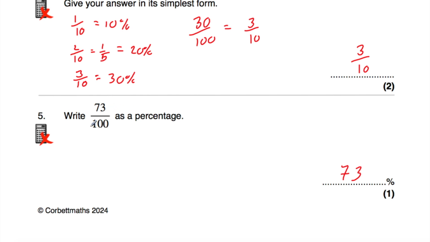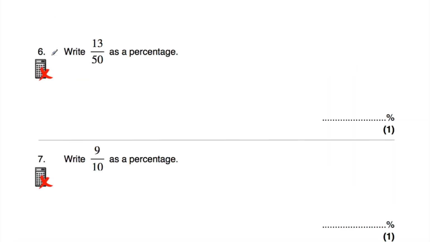Or alternatively, you could make the denominator 100. In this case, it's already 100, so it's just 73 out of 100. So that's 73%. Sometimes you can find equivalent fractions with 100 on the denominator, and that could be quite useful as well. Okay, our next question, question number 6, says to write 13/50ths as a percentage.